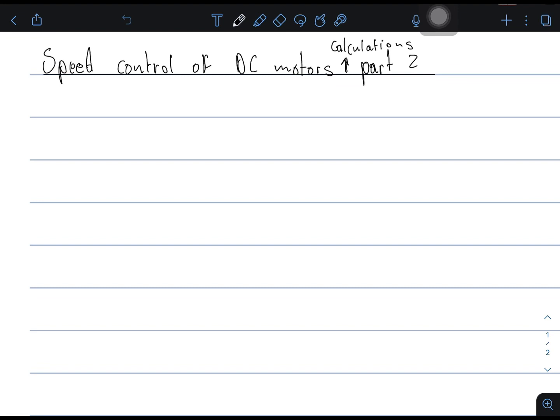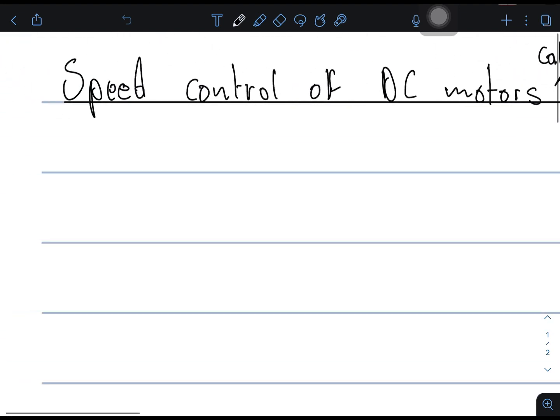Now we're going to finish up the speed control of DC motor calculations. So this is part 2. So ndiyagqibezela ke apha for a speed control. Then we'll start doing efficiency of DC machine. Okay, calculations, because I only do calculations.